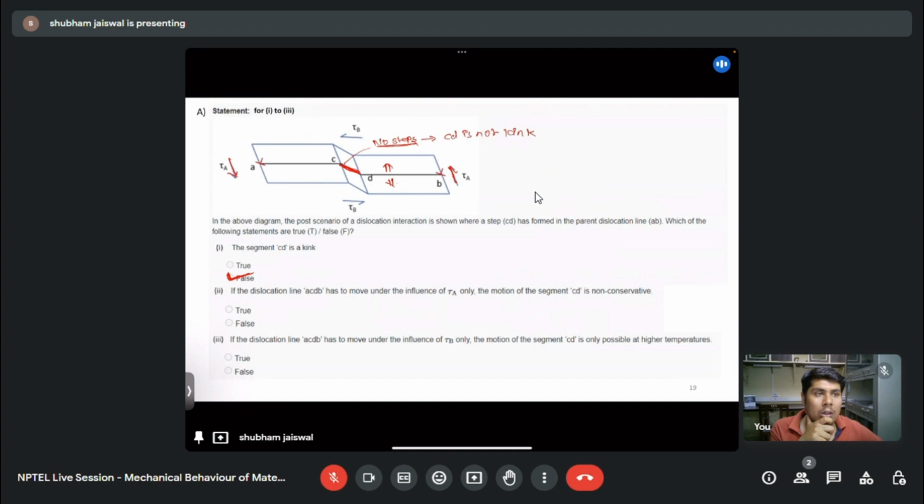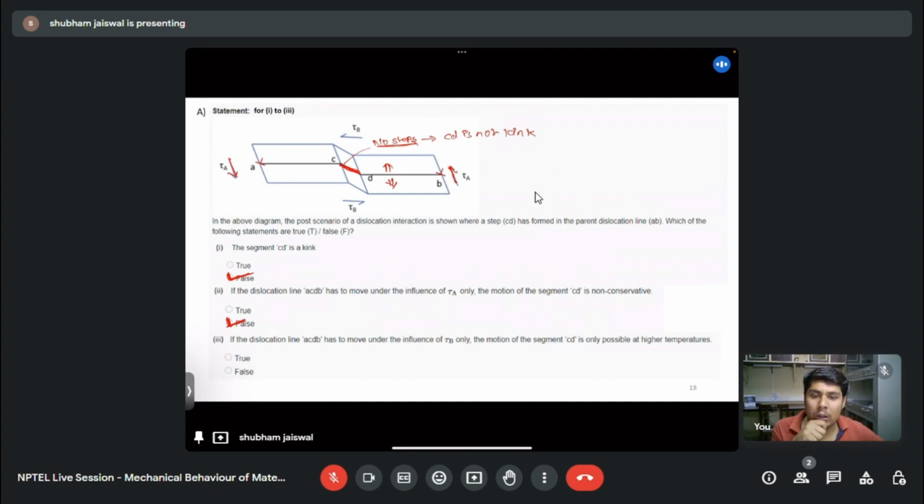So here you can see that the tau A is moving the dislocation either in a vertical or a downward direction. So the dislocation is moving through the mechanism known as glide, and glide is conservative in nature. So the answer to this question will be false.